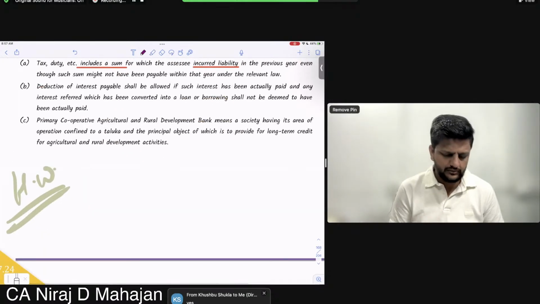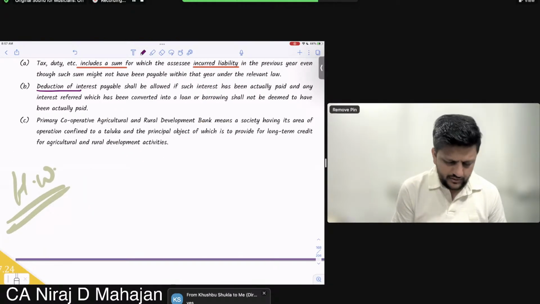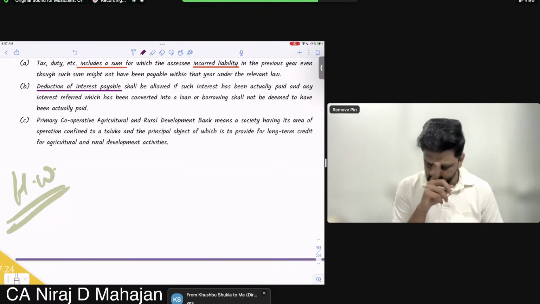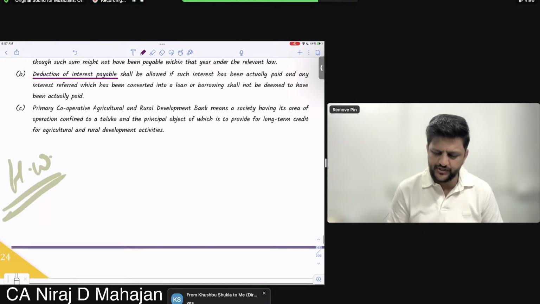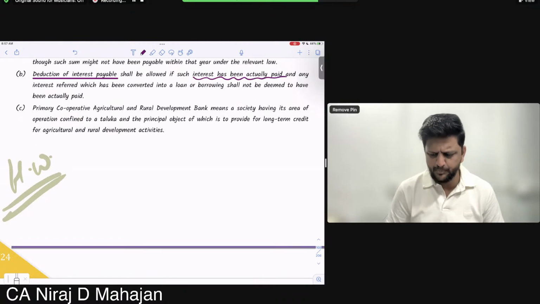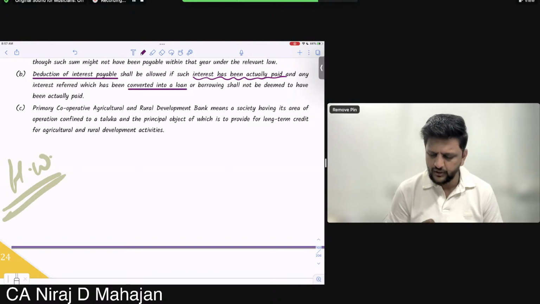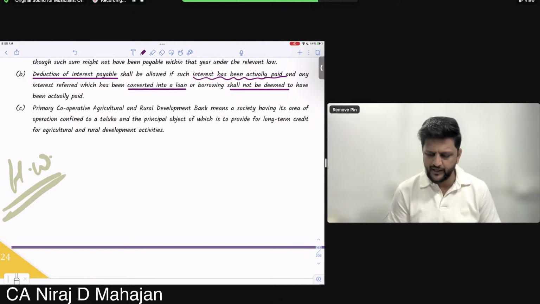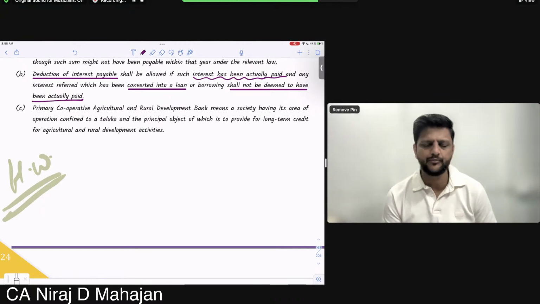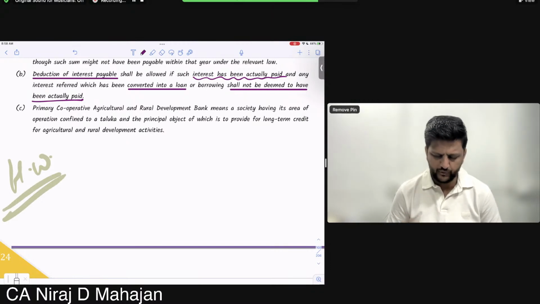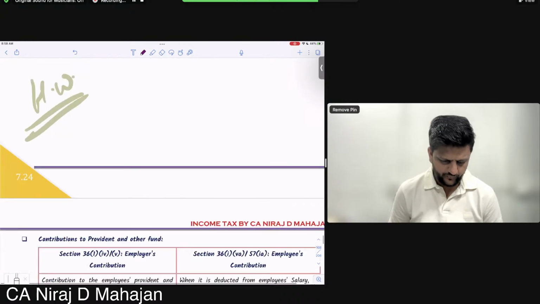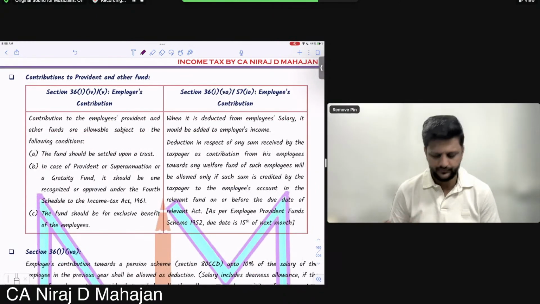Point number B. Deduction of interest payable shall be allowed if such interest has been actually paid, correct? And any interest referred which has been converted into a loan or borrowing shall not be deemed to have been actually paid. This will go a little bit bouncy right now. We will solve this with the help of an example. Okay? So don't worry about it. Point number C you can read later on. Done everybody? A little bit you understood?